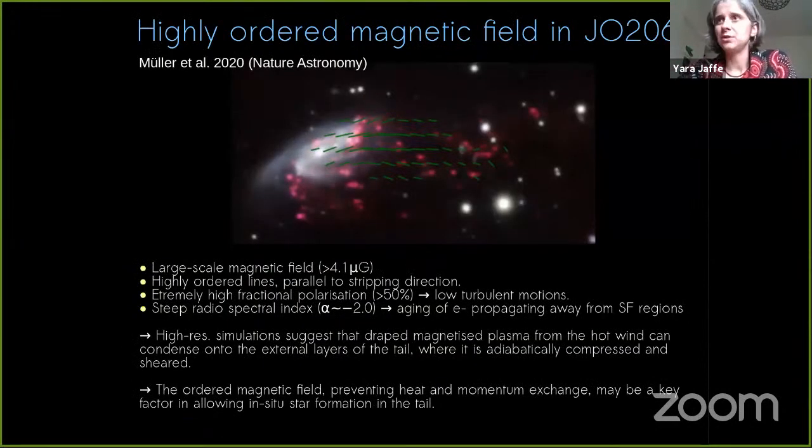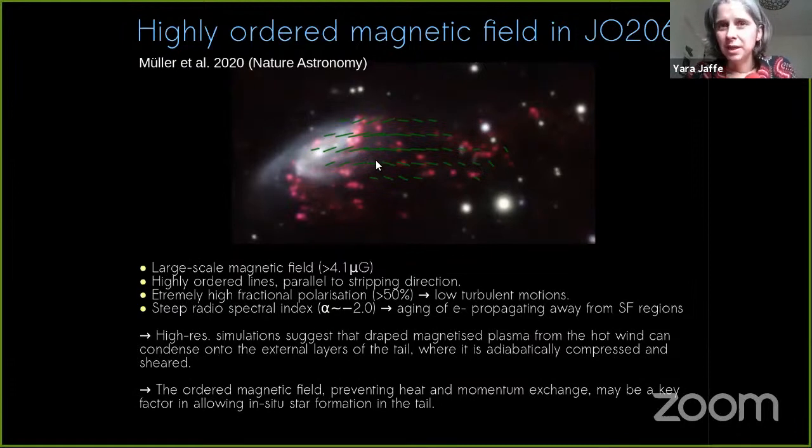I'm out of time, but I'll just show this one last result, and I'll skip to the conclusions. This is a very exciting result by Anna Müller, published last year, where she finds large-scale magnetic fields in one of these beautiful jellyfish galaxies from our survey, one that I showed at the beginning of the talk. And these magnetic fields are very ordered lines. These are the magnetic field lines, which, as you can see, are parallel to the stripping direction. They coincide with the tails.